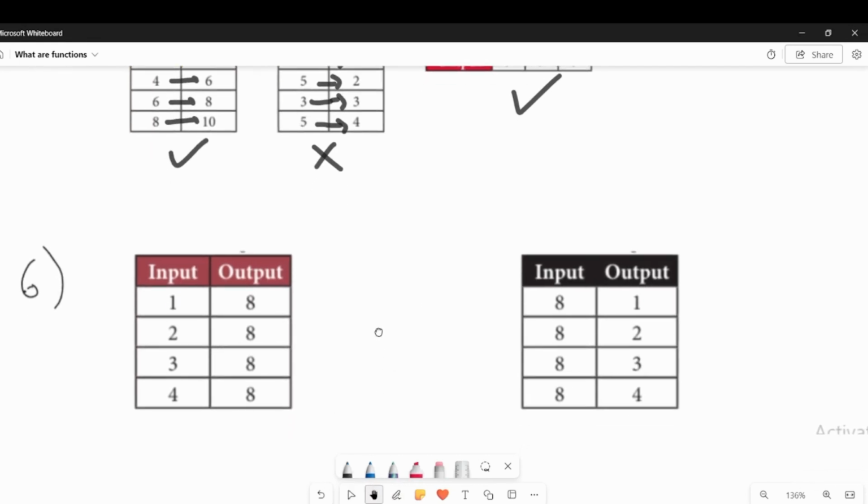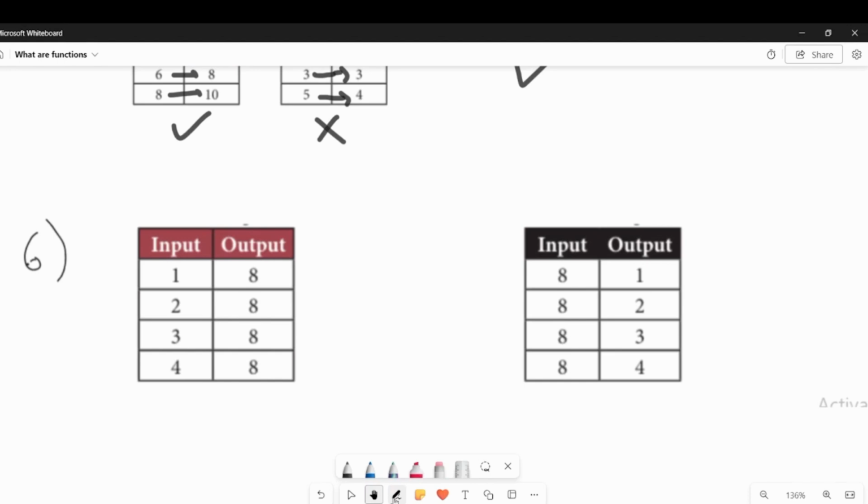Now let's see question number 6. Okay, again this is a function here because every input is just having one output. And again this is many to one function. Okay, this is many to one, and this one is not a function again because here you can see that the same input is having 4 different outputs.